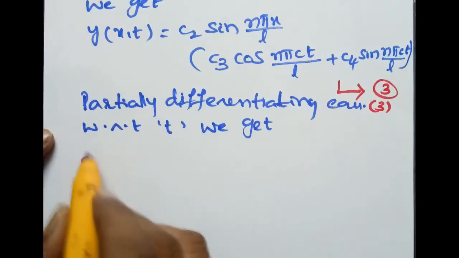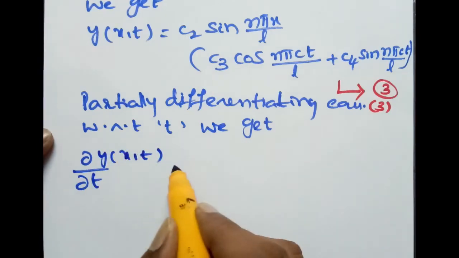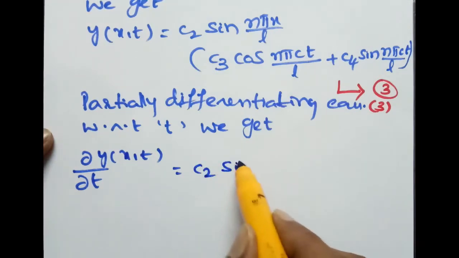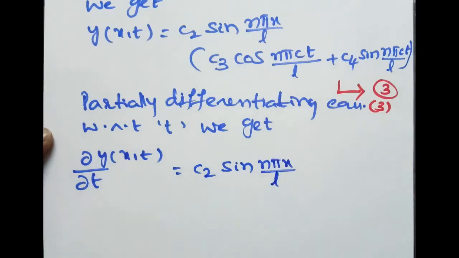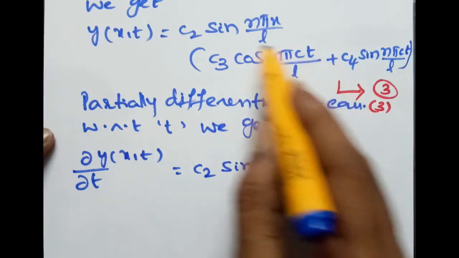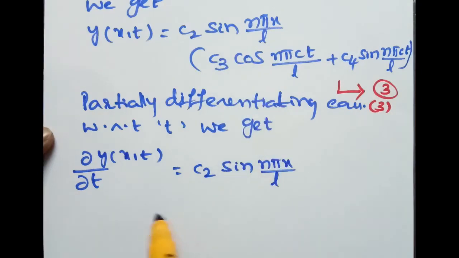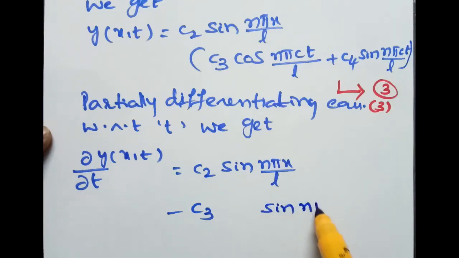Dou by dou t of y of x comma t equals, c2 is constant, sin n pi x by L is also constant. Now the derivative of c3 cos n pi ct by L. c3 is a constant. Derivative of cos, that is minus sin n pi ct by L.